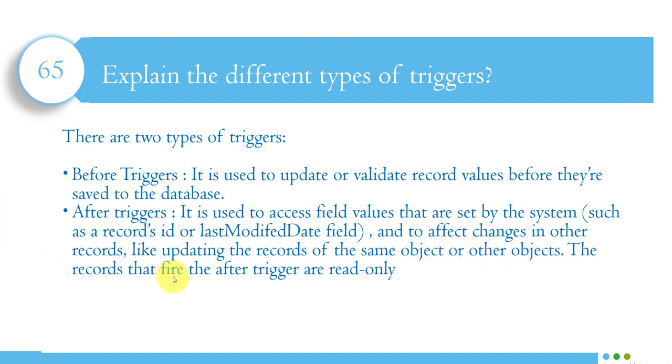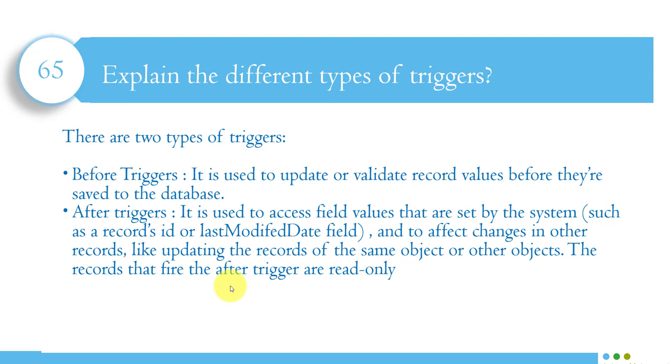The records that fire the after triggers are read only. We cannot edit or update them. Generally, after triggers are also used the majority of the time when you want to perform some logic on other objects. For example, you have saved an account, and then you want to perform some logic on the contact object, which is a different object.